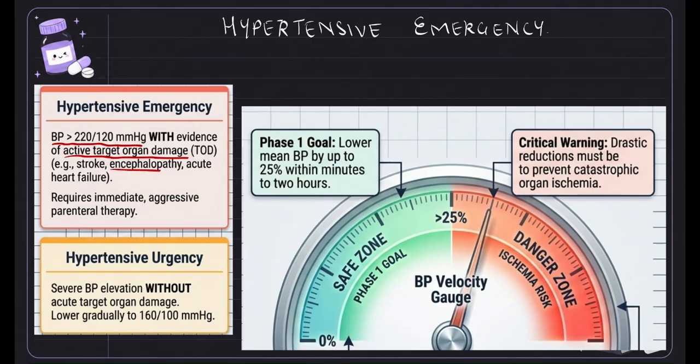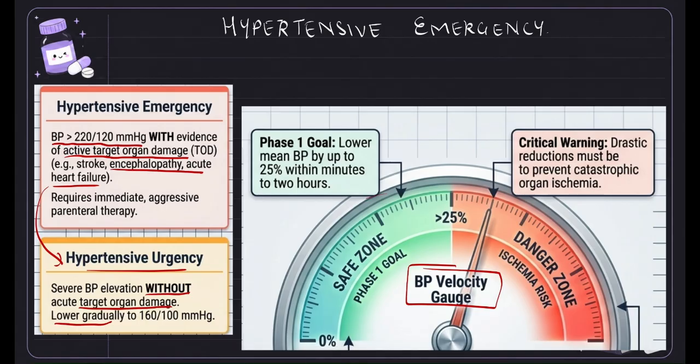This means dangerous physical damage is happening right at that moment, like a stroke or acute heart failure. If the pressure is that high but there's no active organ damage, we classify it as a hypertensive urgency instead, and that is treated much more gradually. For a true emergency, our treatment has to follow something called the velocity rule.